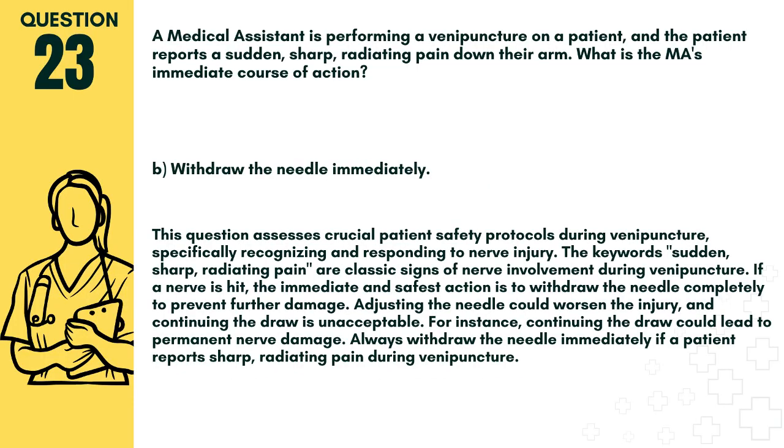Answer B. Withdraw the needle immediately. This question assesses crucial patient safety protocols during venipuncture, specifically recognizing and responding to nerve injury. The keywords sudden, sharp, radiating pain are classic signs of nerve involvement during venipuncture. If a nerve is hit, the immediate and safest action is to withdraw the needle completely to prevent further damage. Adjusting the needle could worsen the injury, and continuing the draw is unacceptable. For instance, continuing the draw could lead to permanent nerve damage. Always withdraw the needle immediately if a patient reports sharp, radiating pain during venipuncture.